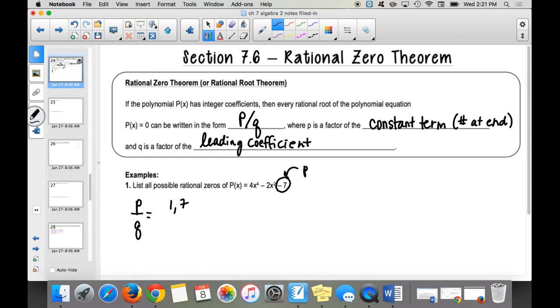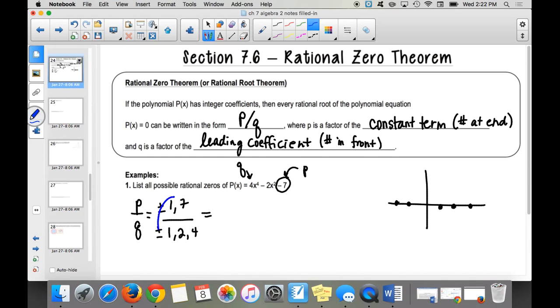And q is going to be the factors of the leading coefficient. That's the number in the front. So q is coming from there. So factors of 4, we would have 1, 2, and 4. And it's every combination of those numbers in plus and minus form. So my possible places that I can have x-intercepts, where I'm crossing, there's only a certain number of possibilities, if it's a rational number, a nice fraction or whole number integer. So here are my possibilities.